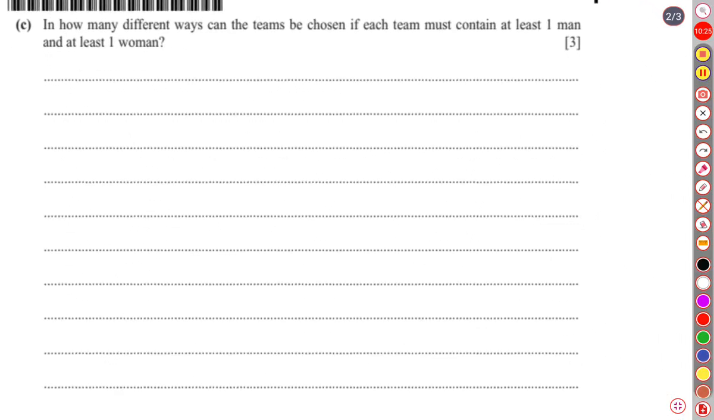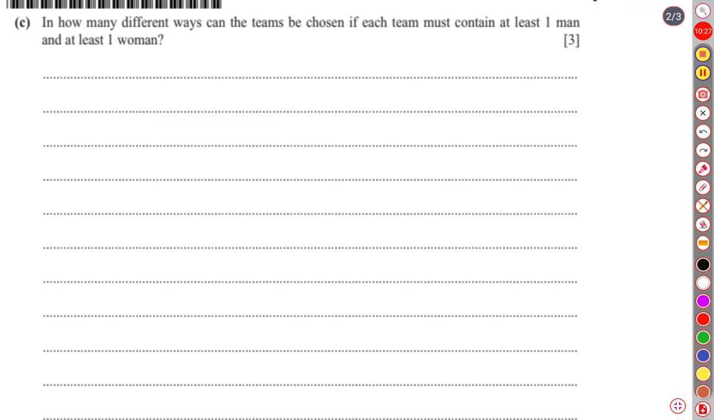So in how many different ways can there be three teams, with the condition of at least one man and at least one woman. Let us find the possibilities. Let us write total teams. Suppose this is team 1, T1, then team 2, then team 3. There are 3 teams.